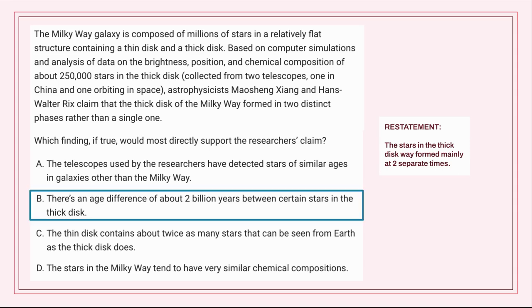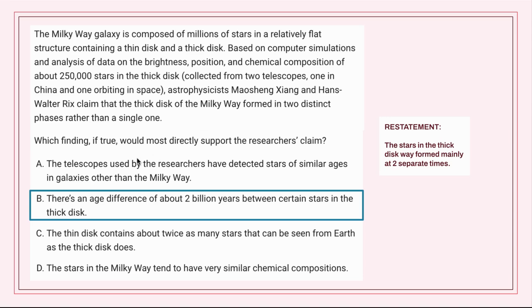Okay, so B, there's an age difference of about 2 billion years between certain stars in the thick disk. I think that's pretty much what I'm saying. So at one point one group of stars formed, and then 2 billion years later, another group of stars formed. So that's why there's an age difference of about 2 billion years. That's pretty much what we're saying. The time between those two separate events was 2 billion years, so they formed at different times in history. Let's see why the other ones are wrong.